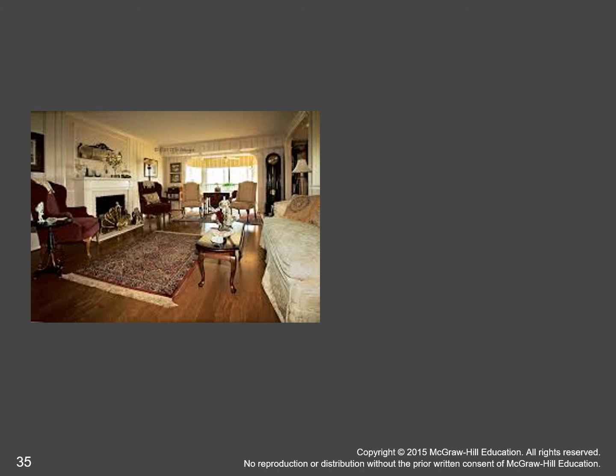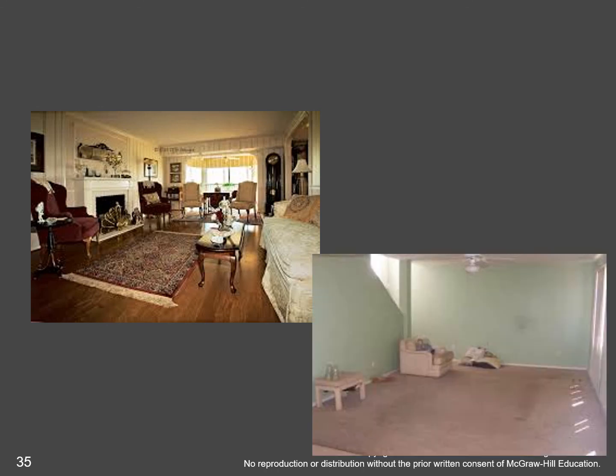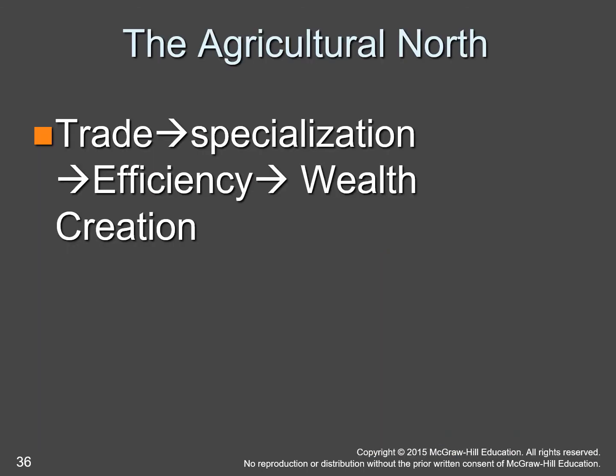Okay, this is a sign of wealth: a house with rugs, decorations on the wall, decorations on the fireplace mantle, fancy furniture. A sign of not wealth is where you have no decorations, no rugs, plain walls. Okay, so what happens in the North?